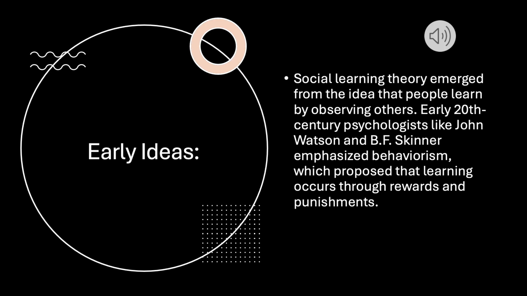Social learning theory explains how people learn by observing others, and it emphasizes the role of social interactions and the environment in shaping behavior. It was developed primarily by Albert Bandura. The theory built on early behavioral ideas by integrating cognitive and social elements, offering a comprehensive framework for understanding learning.